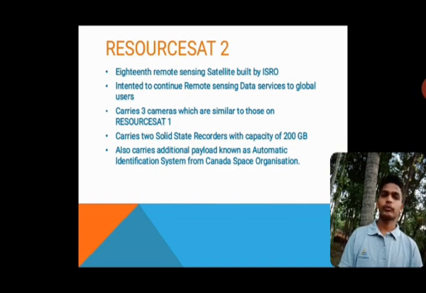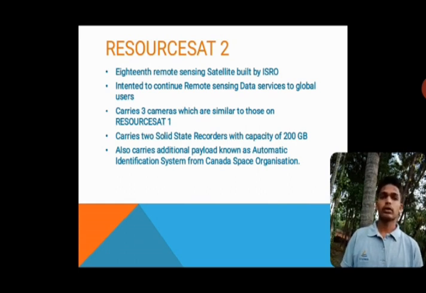So I come up with the slide named Resourcesat 2. It follows the mission Resourcesat 1, and it is very important for us and our Indian institute, that is the Indian Space Research Organization, a governmental organization. So Resourcesat 2 has great significance because it is the 18th remote sensing satellite built by ISRO. Also it is intended to continue remote sensing data services to global users.